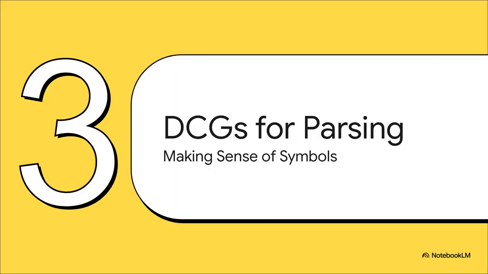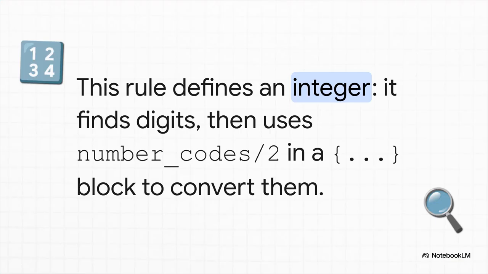It's brilliant, really. So now that we see the mechanism, let's talk about what people use it for the most: parsing. This is all about taking a stream of symbols, like words or characters, and finding the hidden structure within them. Let's look at a real example. This rule defines what an integer is. It says an integer is made of one or more digits. But then look at that bit in the curly braces.